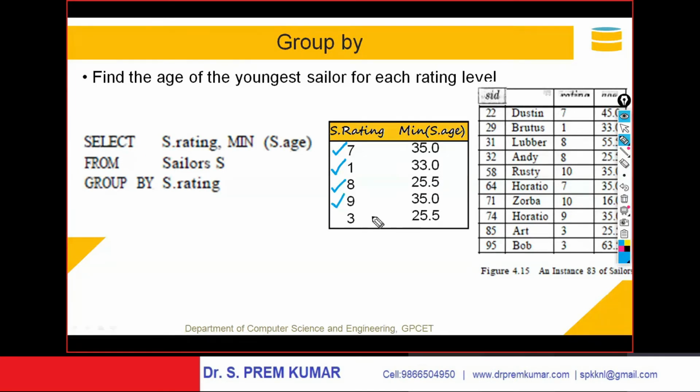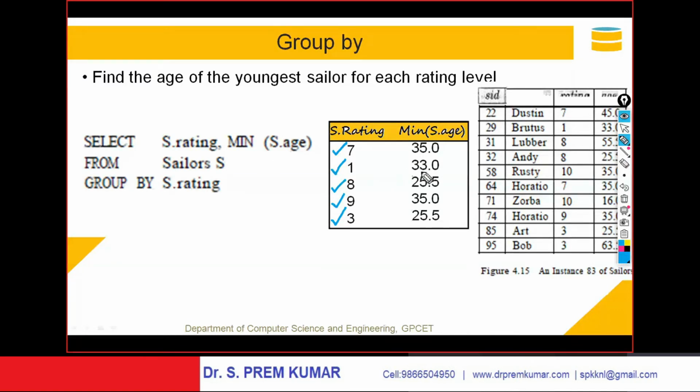Coming to 3, you have two. These 3s are made as one group. In this group, category 3, the youngest is 25.5. I want an output like this. The common ratings are to be grouped, and in that group I want the minimum value. Here you have 7 and 7. In this group the minimum value is 35, and hence I want 7, 35.5. In rating 7, 35 is the minimum age.